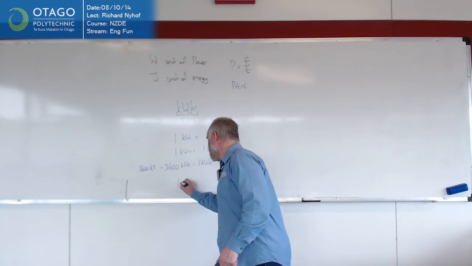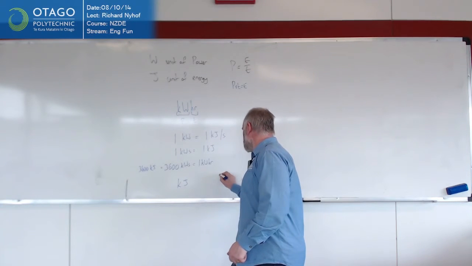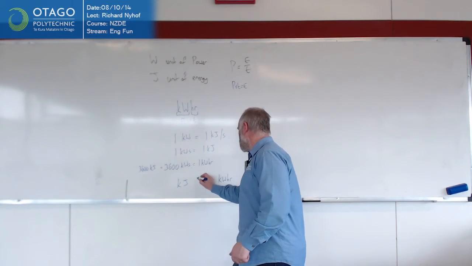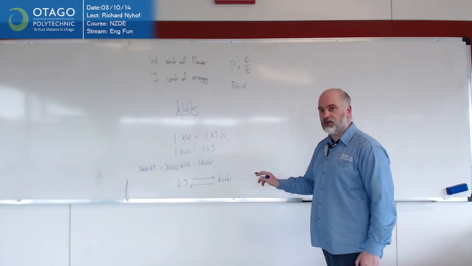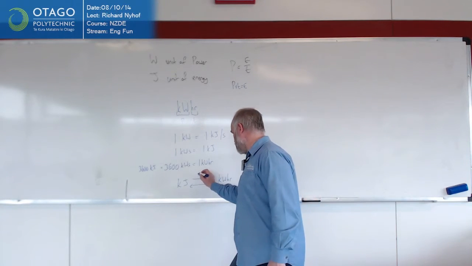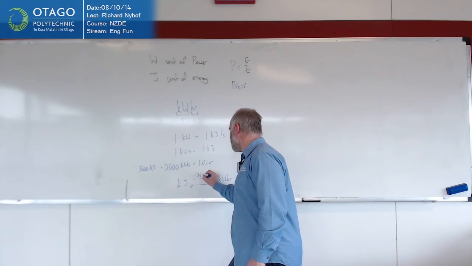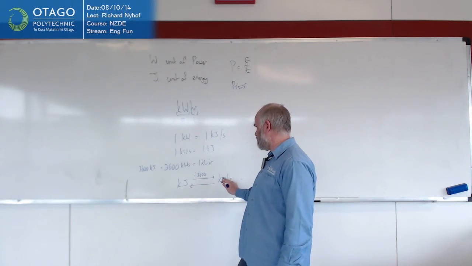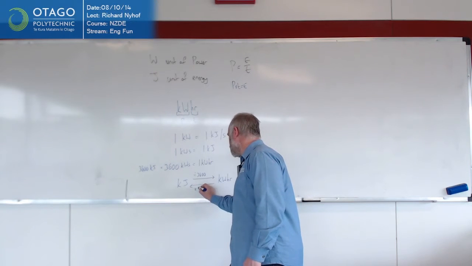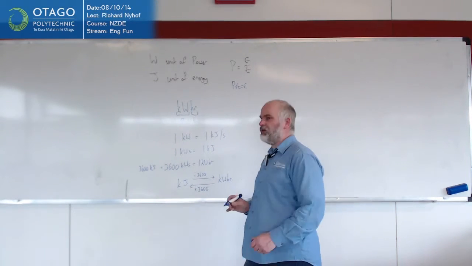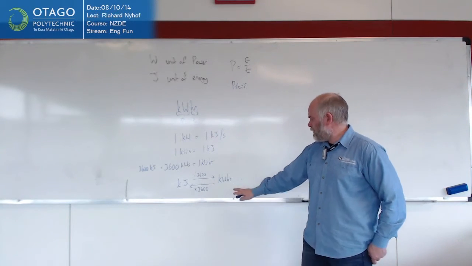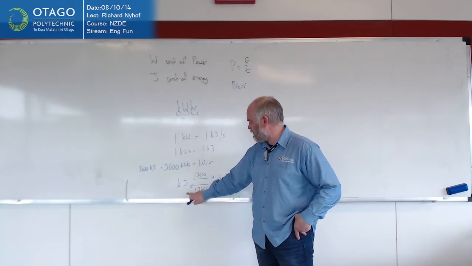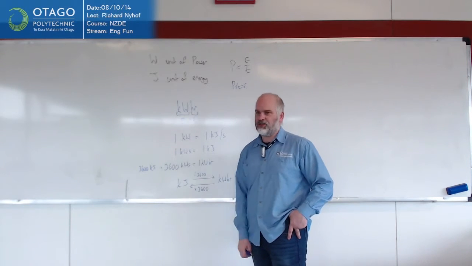If you have kilojoules and kilowatt hours, if you want to change from kilojoules to kilowatt hours, you need to divide by 3,600. If you want to change from kilowatt hours into kilojoules, you need to multiply by 3,600. Okay, so it's got that relationship. So if you've got 1 kilowatt hour, times by 3,600 gives you 3,600 kilojoules.